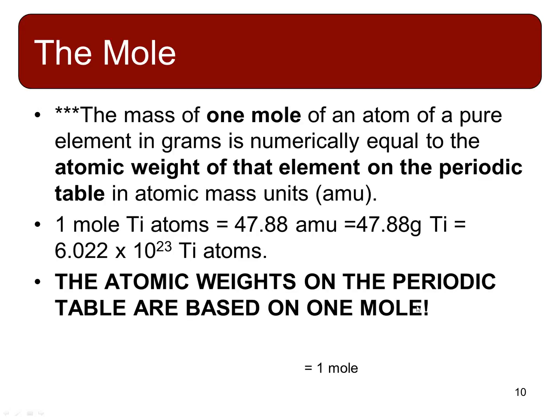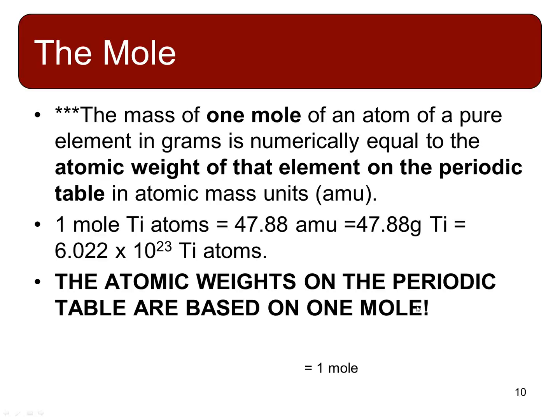So if you look at titanium, if we have 1 mole of titanium, this means, if you look at your periodic table and at the atomic weight, that you have 47.88 AMU, atomic mass unit. That doesn't really help us much when it comes to calculations. We don't typically use AMU as our unit. But we can also say that we have 47.88 grams of titanium. So this is huge, that common relationship there, that we can use grams.